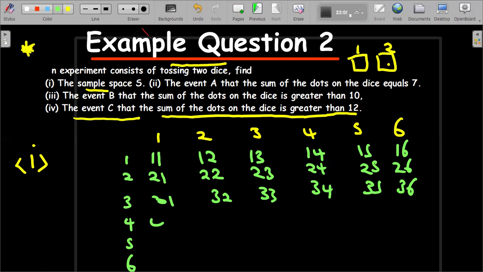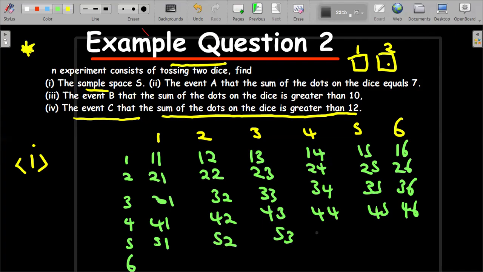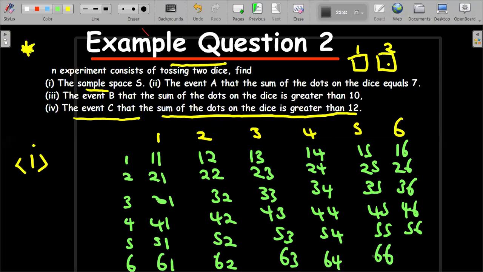And then here we have 4, 1, 4, 2, 4, 3, 4, 4, 4, 5, and then 4, 6. Okay, let's write the one for the 5 to be 5, 1. We're just following the same pattern, 5, 2, 5, 3, 5, 4. And then 5, 5 will be there, and then 5, 6. Okay. And then here it will be 6, 1, 6, 2, 6, 3, 6, 4, 6, 5, with 6, 6.